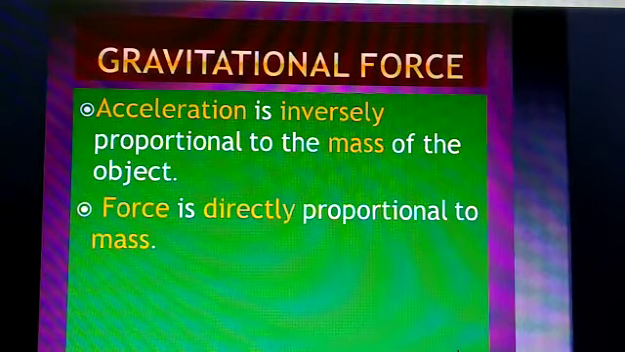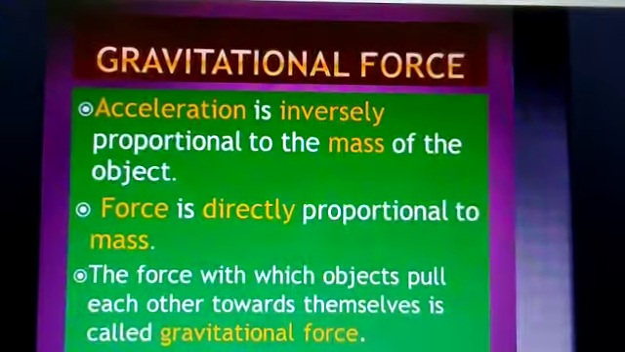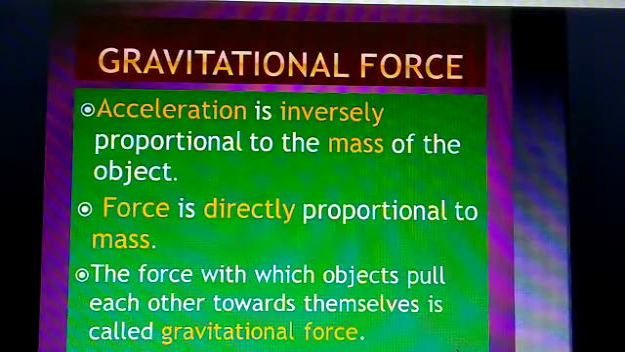So we can say that everything in the universe attracts each other with a certain force, and that force is called a gravitational force. We can see the definition. The force with which objects pull each other towards themselves is called a gravitational force. So everything in the universe that attracts each other with a force, that force is called a gravitational force. And next we can see the universal law of gravitation.